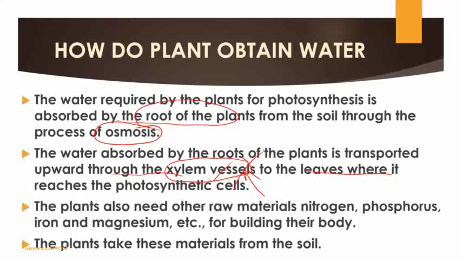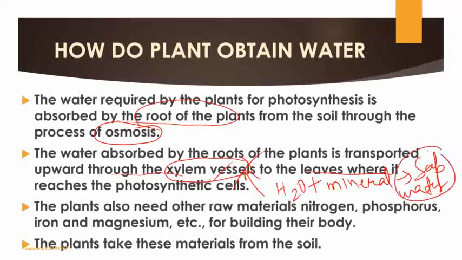This water along with minerals is named sap water. This is named what? Sap water. The mineral water will get conducted upward via the xylem vessel to the leaf, where the process of photosynthesis will be completed.